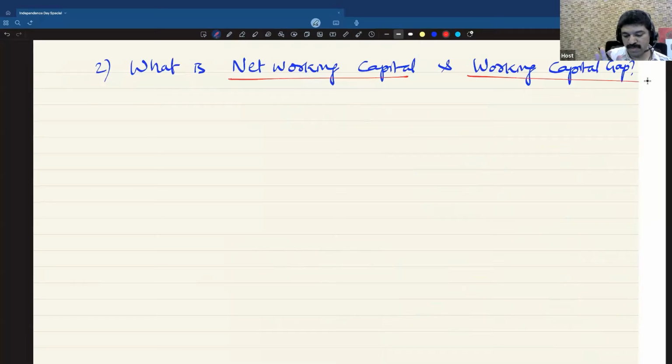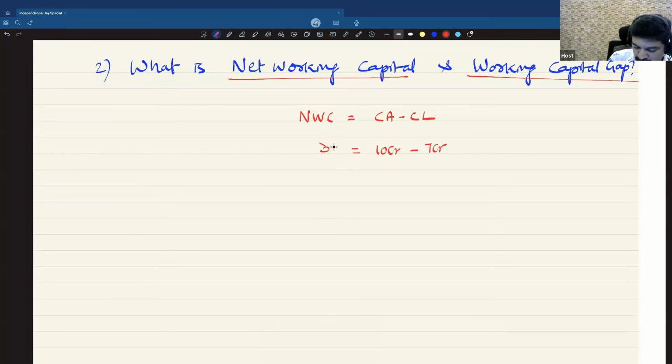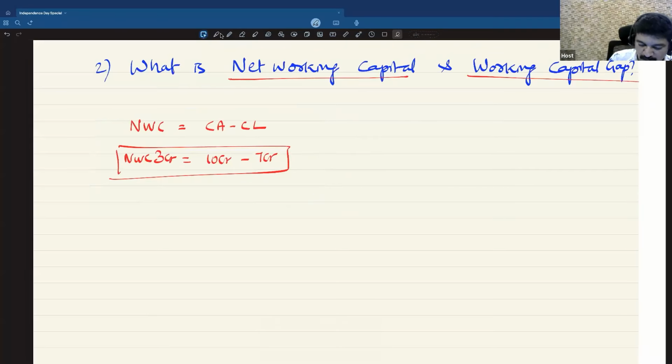Already we know what net working capital is. Then what is this working capital gap? Let's try to understand. Net working capital is nothing but current asset minus current liability. Let's say the current asset is 10 crore and current liability is 7 crore. So the remaining 3 crore is net working capital. Then what is working capital gap? From where has this concept first come into the picture? The concept of working capital gap has come into the picture because of the maximum permissible bank finance method.